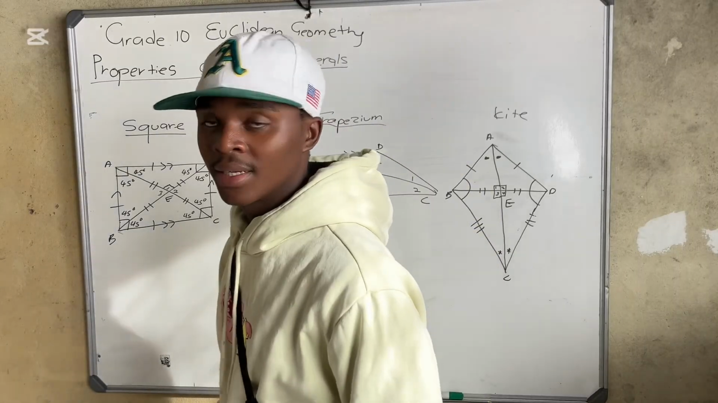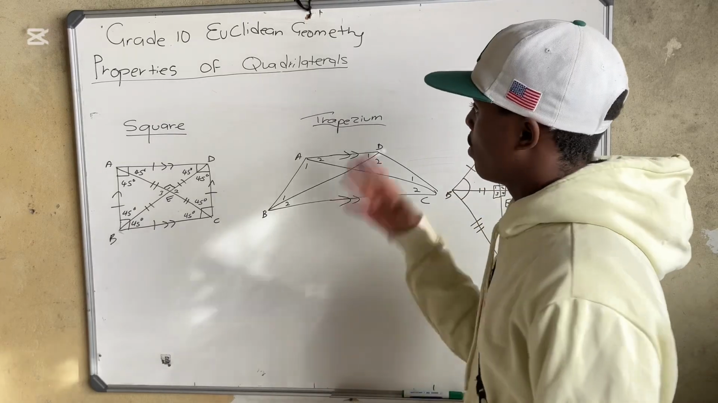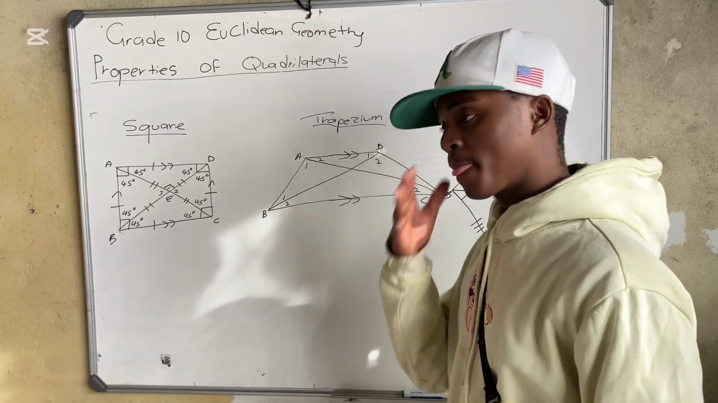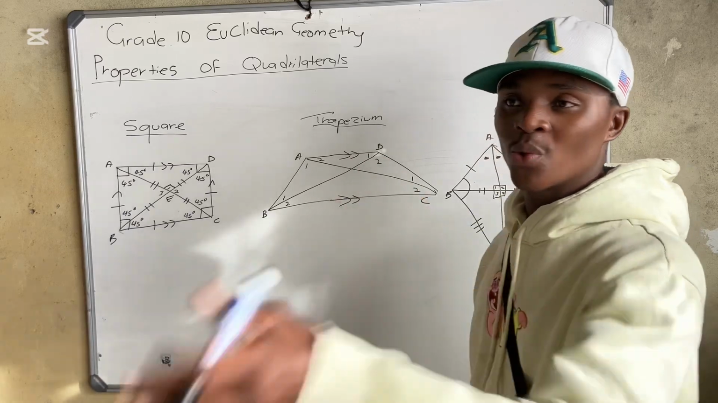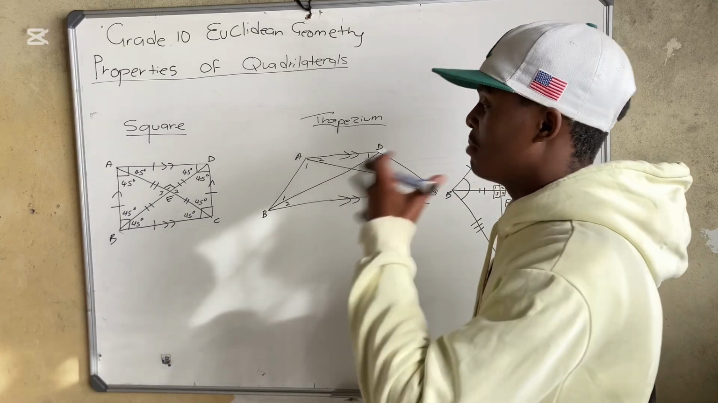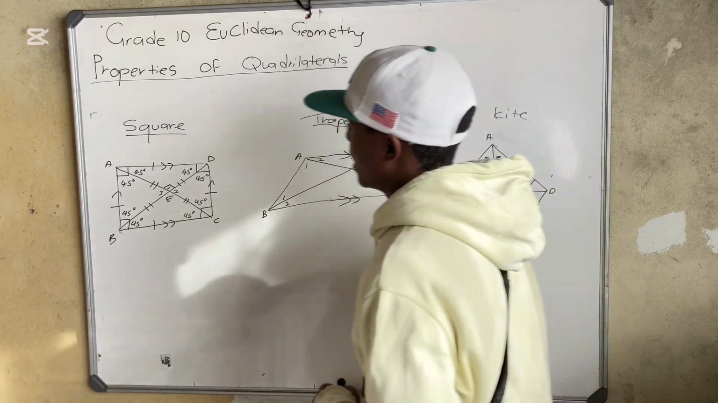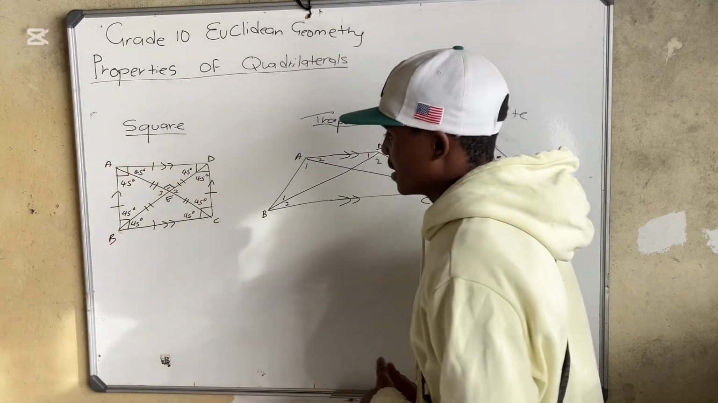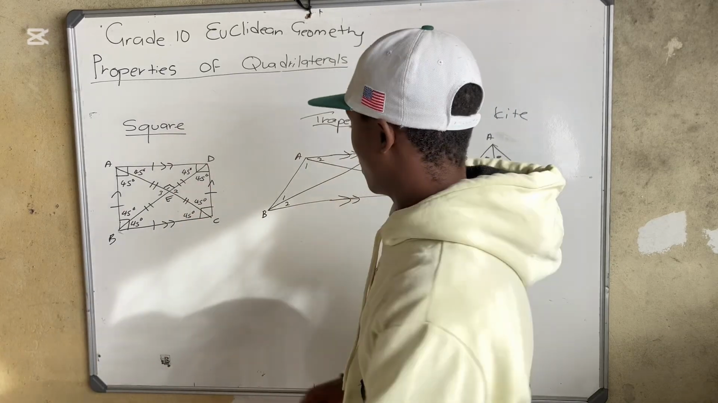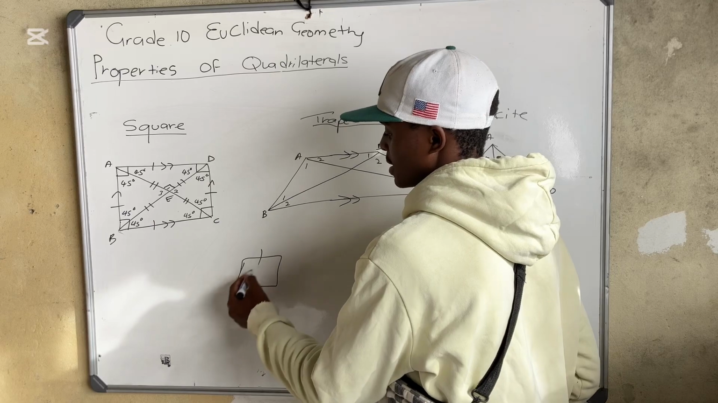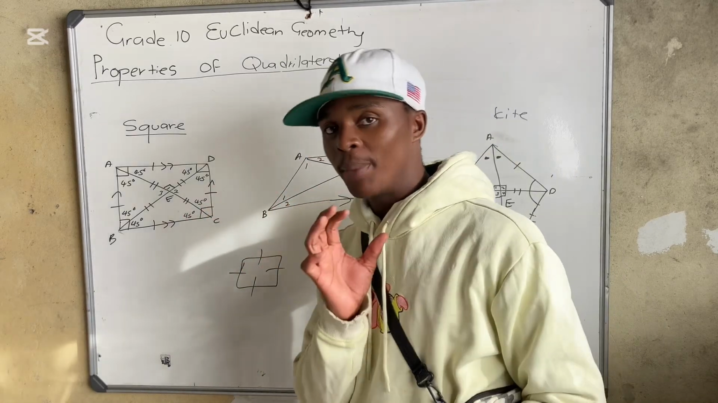Let's look at the last three shapes for quadrilaterals. My shapes are not drawn to scale, so don't be like, is that a square, is that a trapezium? My shapes are not drawn to scale. Okay, so now let's start with a square. As you can see, it's a square. We all know from primary that a square has all the sides equal. This side is equal to this side. That's the first thing we know about a square.